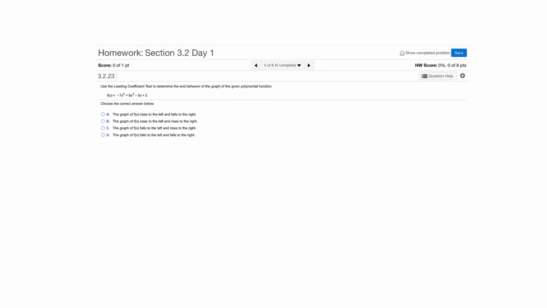So this is an example of the kind of homework problem that you're going to see. It says use the leading coefficient test to determine the end behavior of the graph of the given polynomial function. And remember that the two things you are thinking of are what is the degree of the polynomial and what is the sign of the leading coefficient. Well, the degree of this polynomial is 4, which is even. The sign of the leading coefficient is negative. So that tells me it's going to fall left and fall right. So the graph of f of x falls to the left and falls to the right. It's option D. So multiple choice.